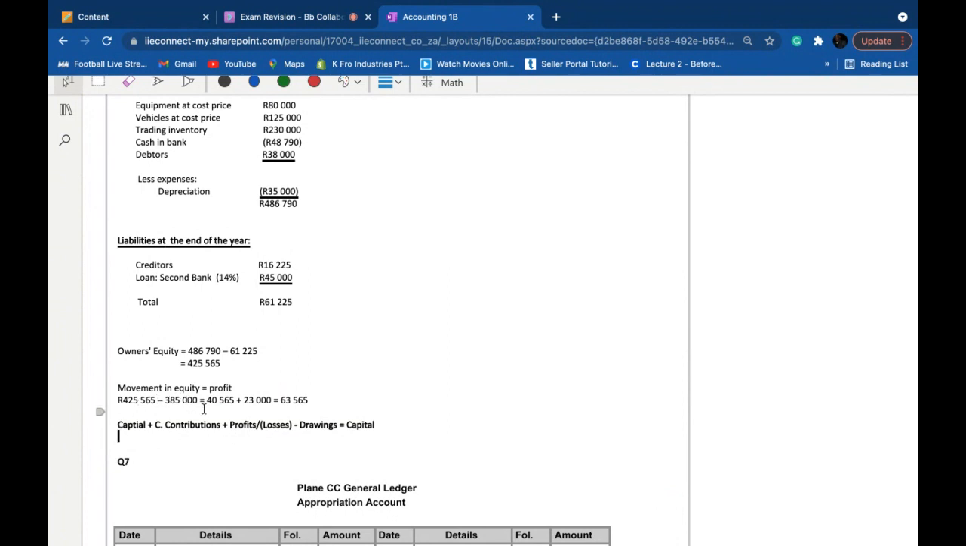Because if you can see the movement in equity, you know that it's typically as a result of profits and of drawings and any additional contributions. That is what's going to give you a change. They didn't tell us that we had any additional contributions from the owner, right? So let's remove that. We did have drawings, however. And we did have our new capital balance.